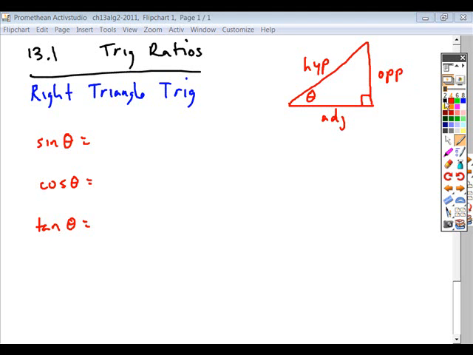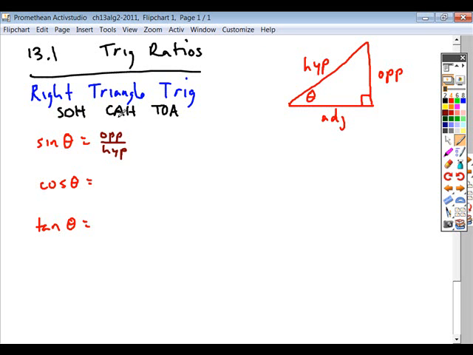And the acronym for helping remember which ratios belong to which trig function is what? Sohcahtoa. Okay, Sohcahtoa. So what this shows is that the sine ratio, the S, is equal to the ratio of the opposite leg over the hypotenuse. So in any given right triangle, the sine of some angle tells you what the ratio of the opposite leg is to the hypotenuse.